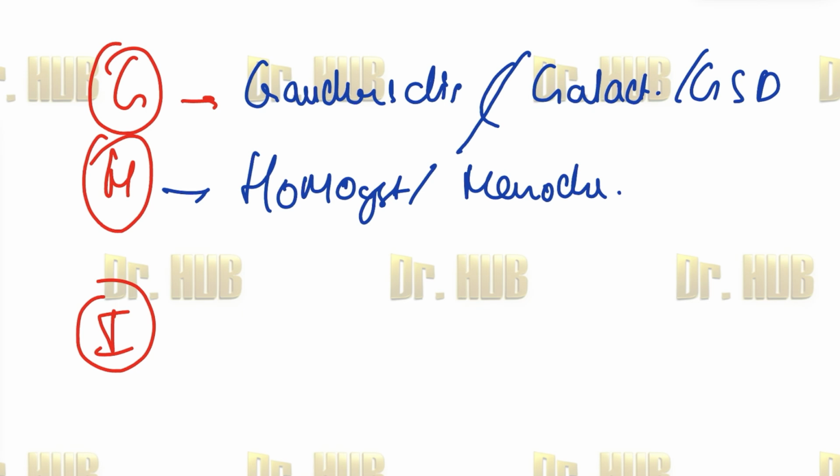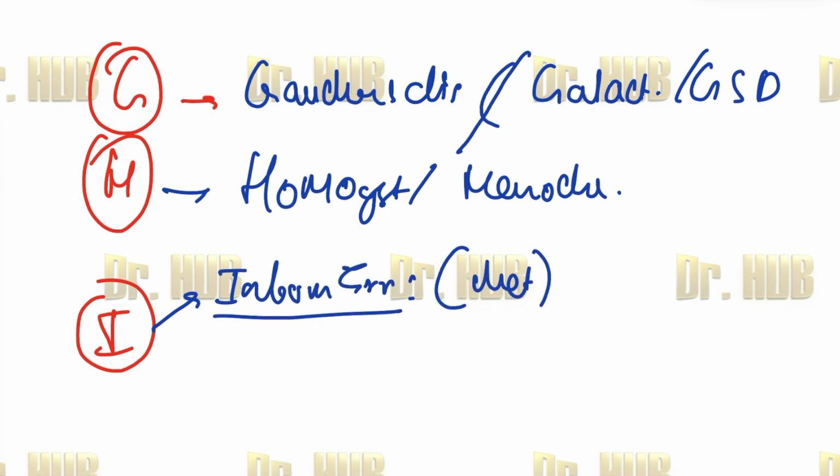Next is I. I is for the inborn errors of metabolism. Inborn errors of metabolism include phenylketonuria, so PKU, as well as the LSDs, that is the lysosomal storage diseases.